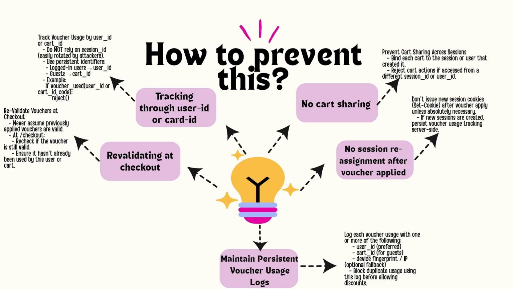Okay, maintain a persistent voucher usage log. So you have to maintain logs that, whenever someone is applying a voucher, the user ID or the cart ID with a specific discount should be tracked, that this user ID and this cart ID have already been discounted with this particular voucher. And in the final flow where the discount is being given, this particular log should be checked, and if the user ID and cart ID are already found to have used that particular voucher, then the transaction should fail.